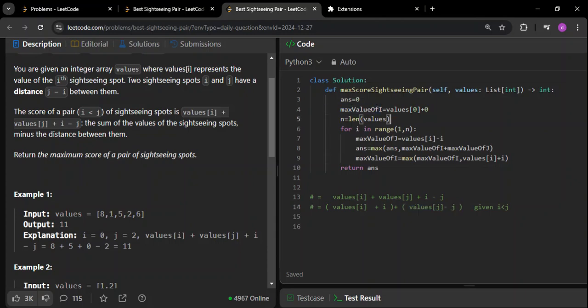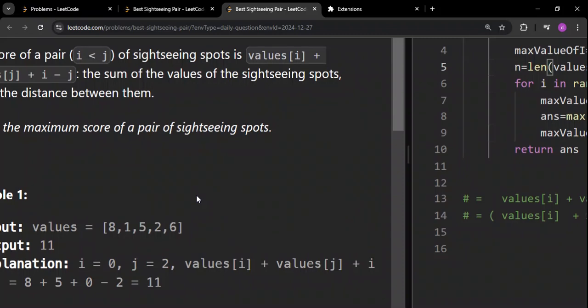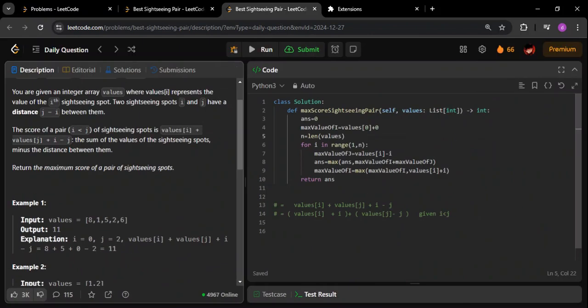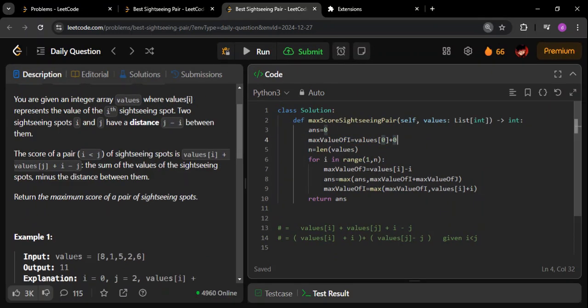Initially, just remember one thing: j always has to be greater than i. Do you agree with me in that? For that reason, j cannot be 0. That is, j can never be the 0th index, because there is no index prior to that. For that reason, the value that I'm going to calculate will be on the 0th index. So max value of i is going to be value of 0 plus 0. Why am I writing plus 0? Just for your convenience, to match this formula, I'm writing exactly as it is.